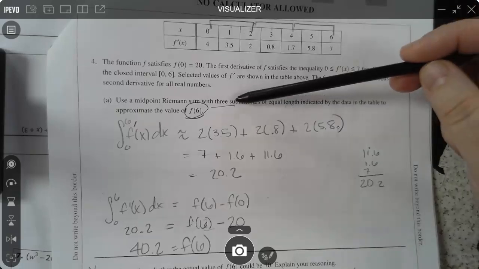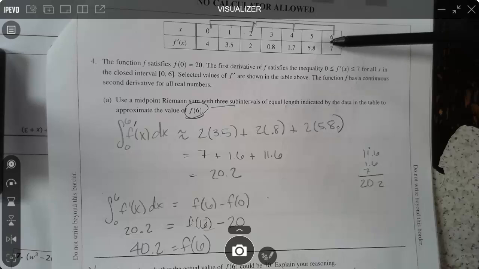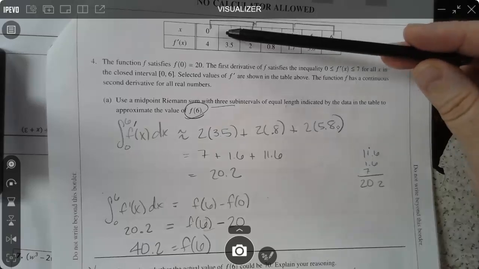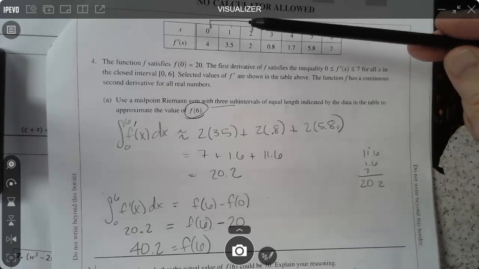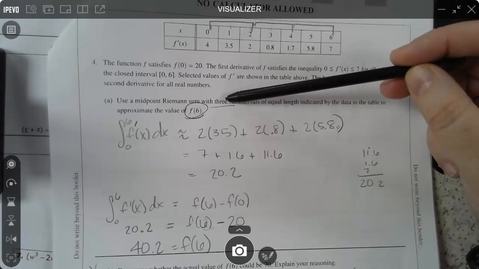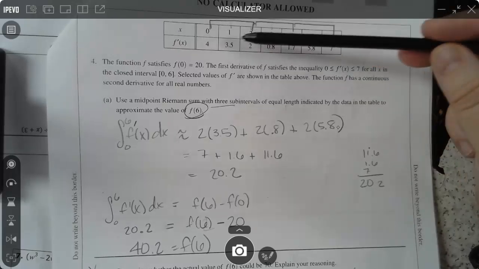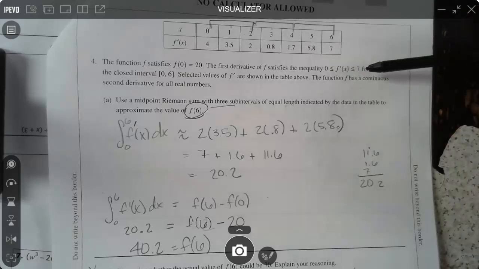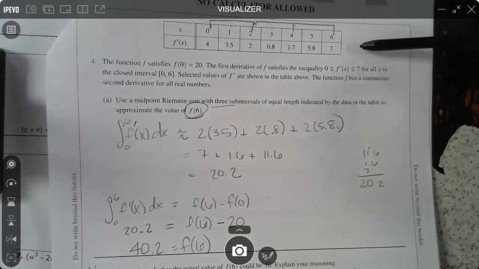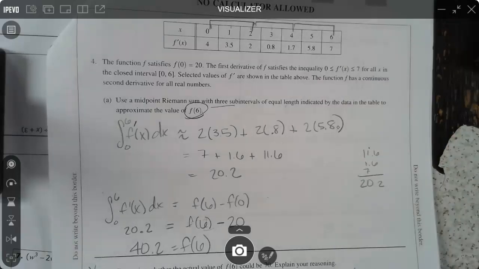Three rectangles. If I go from 0 to 6 with 3 rectangles, 6 minus 0 is 6, divided by 3 is 2. So my intervals go widths of 2, from 0 to 2, 2 to 4, 4 to 6, because it says 3 subintervals, okay? So since it says, you can't see?